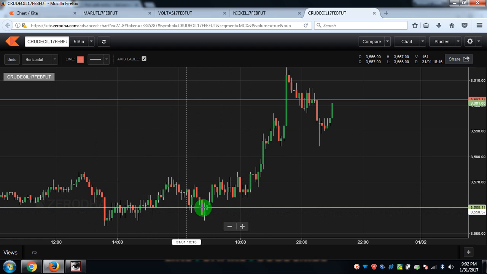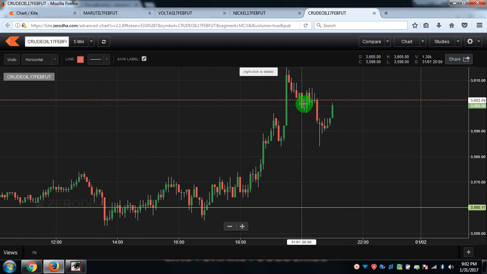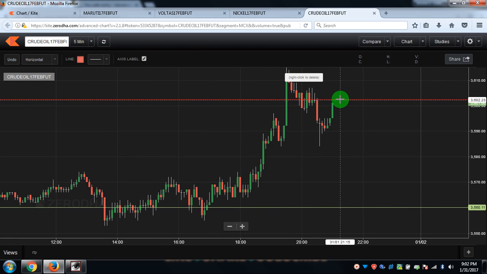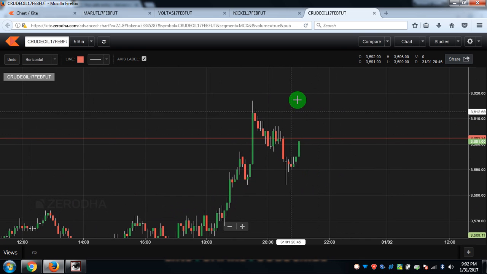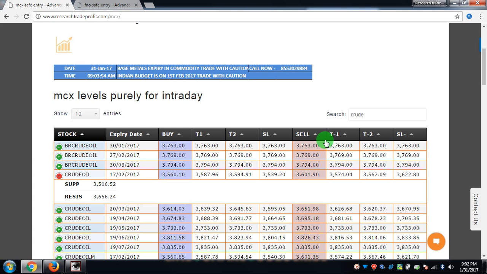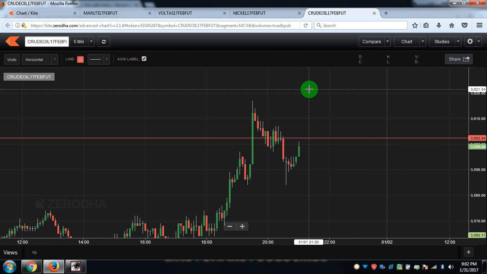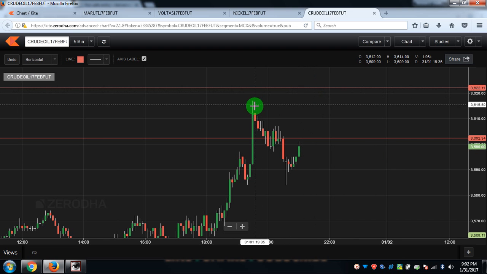So here you can see it has continuously gone up, and from here the sell call is given. From there again it has come down by around 15 points. So again it is trying to retest our sell entry. I think our stop loss was given at 3622. So this was the selling stop loss in crude oil.